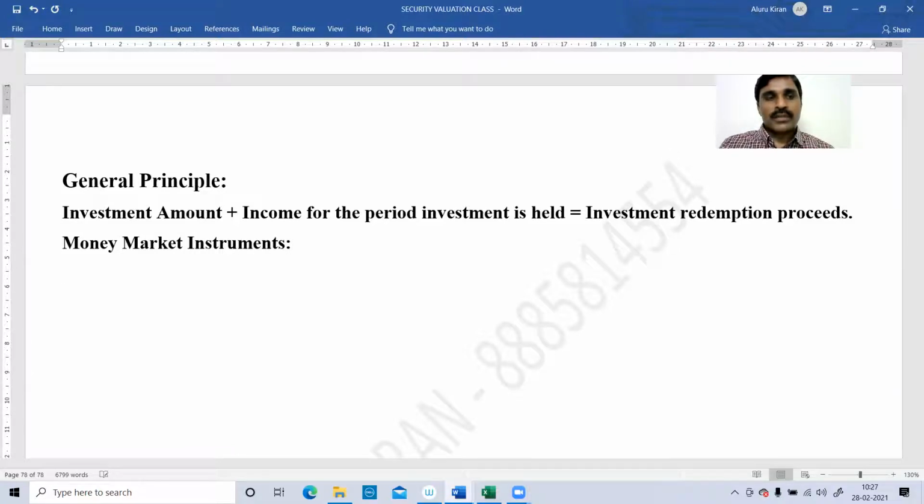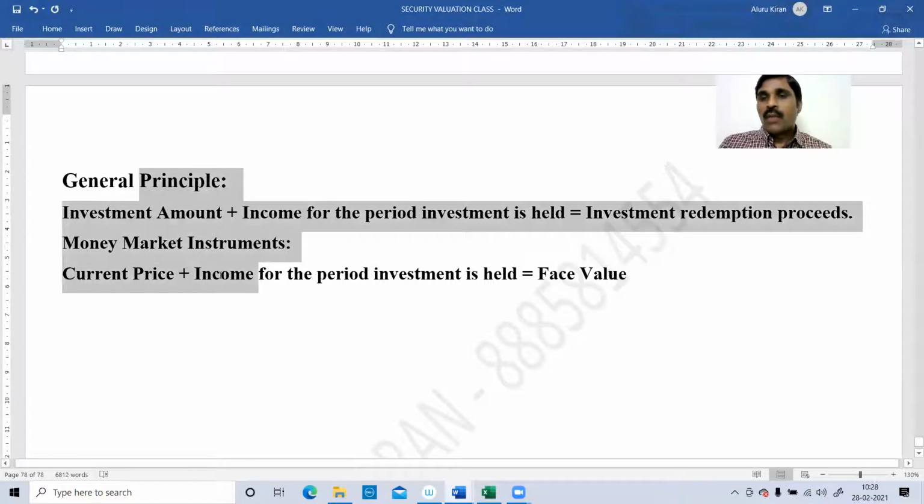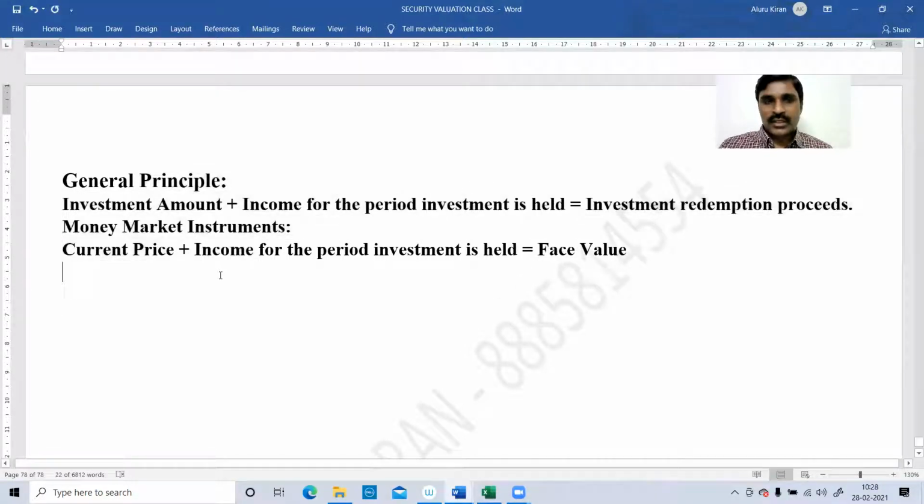So the same concept, if I use with respect to money market instruments, rather than investment amount, I call it the price, the current price of the instrument. Next, income for the holding period will be the same. Income for the period the instrument is held is equal to face value, that is the redemption proceeds, since all money market instruments are issued at discount and redeemed at face value. So therefore, the redemption proceeds, I am calling it the face value. This is the general principle, and when you convert into money market instruments, this is how the terminologies will change.